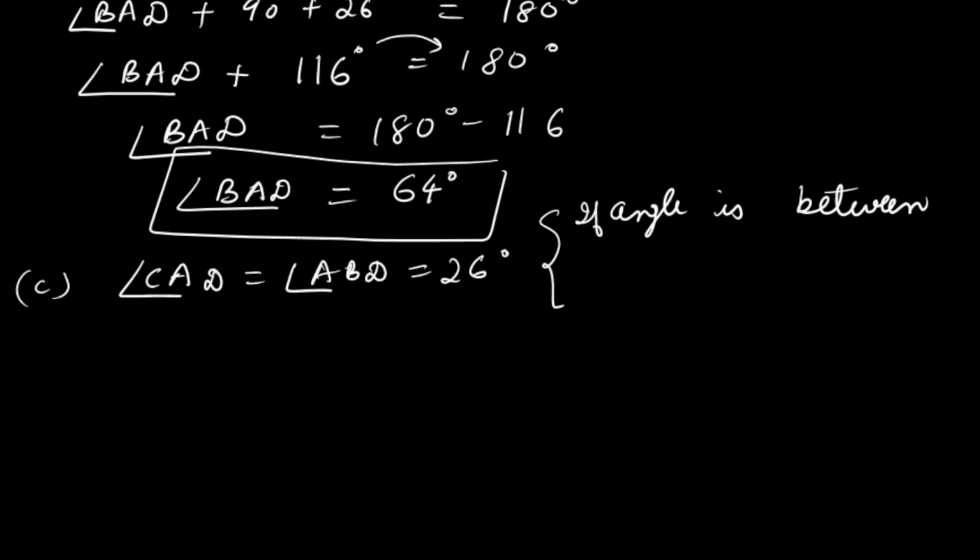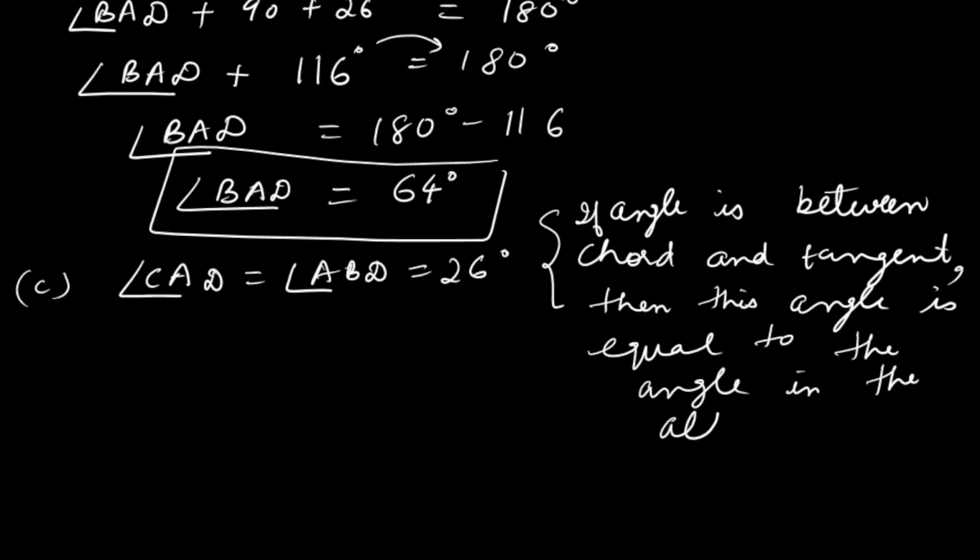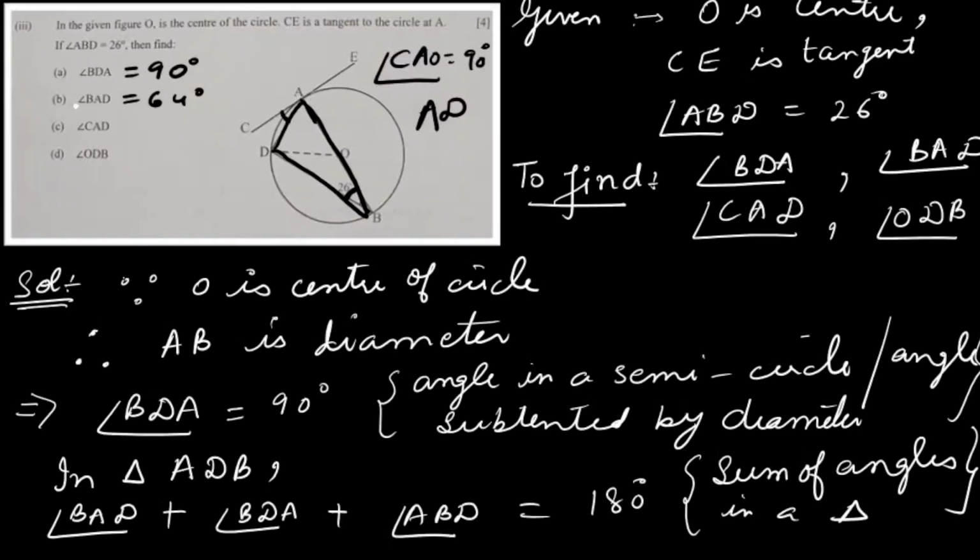If the angle is between chord and tangent, then it is equal to the angle in the alternate segment. You have to write this line. So CAD is also done. CAD is equal to 26 degrees.